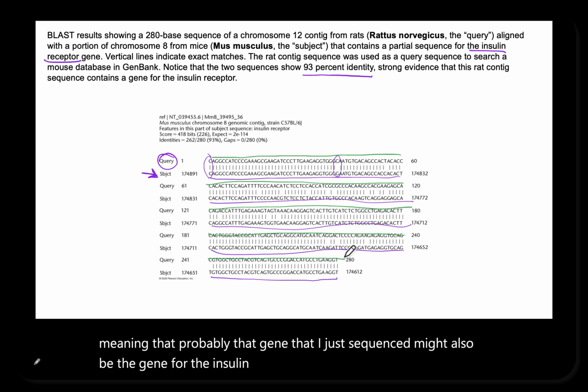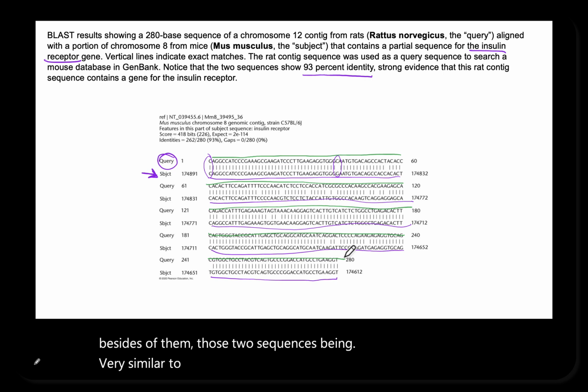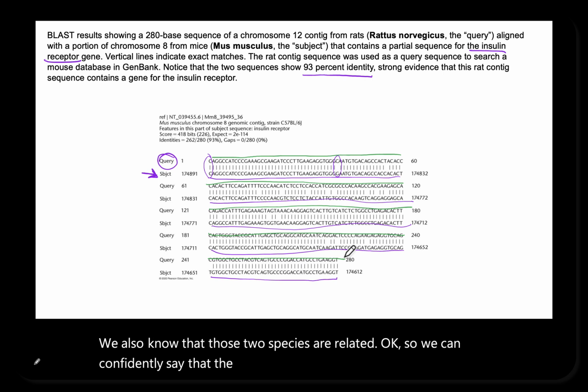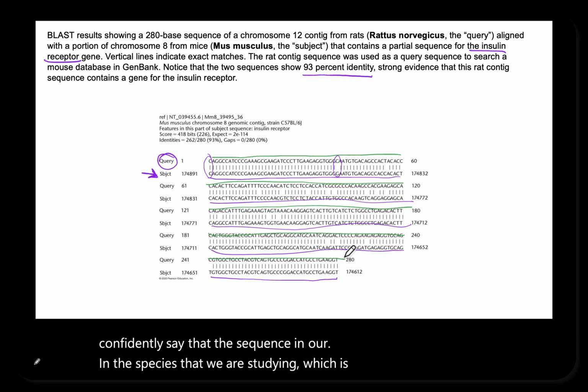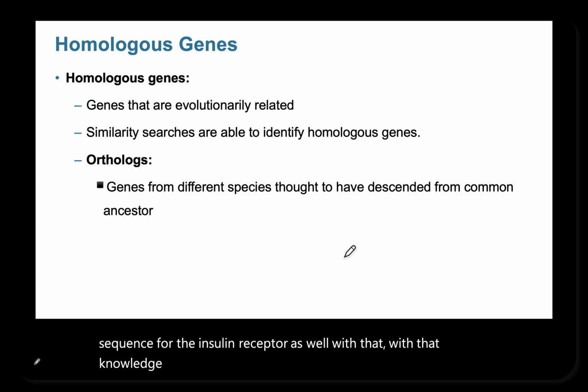Why is that the case? Because besides those two sequences being very similar to each other, we also know that those two species are related. So we can confidently say that the sequence in the species that we are studying, which is the rat, is probably the sequence for the insulin receptor as well. With that knowledge, we can identify two types of genes.